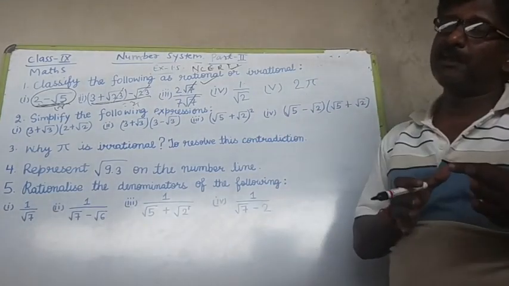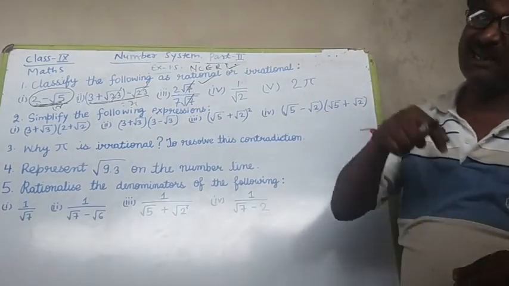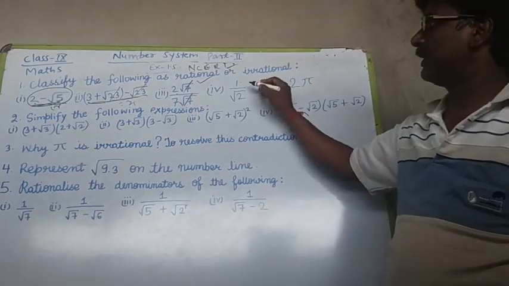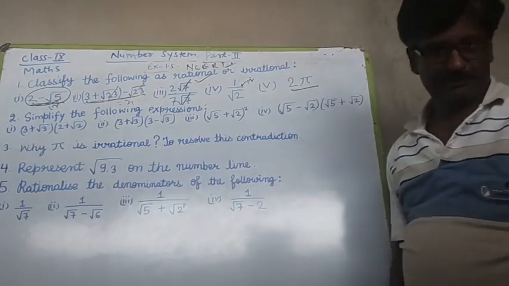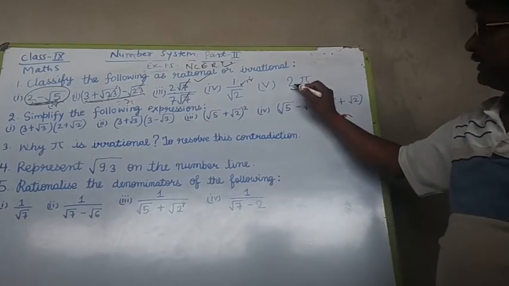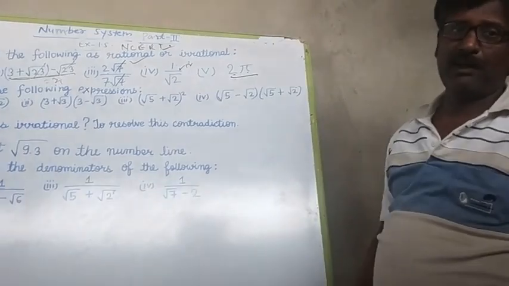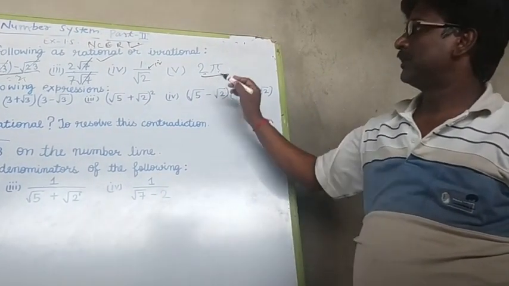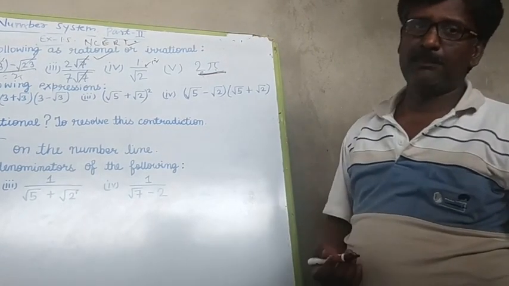So when any number is given in the form of p by q, and suppose q is not equal to 0, but q is an irrational number, then that will be an irrational number. So we can say this one is an irrational number. Okay. Next is 2 pi. In 2 pi, 2 is the rational part, and pi is the irrational part, and the product of rational and irrational is an irrational number. So we can say 2 pi is an irrational number.